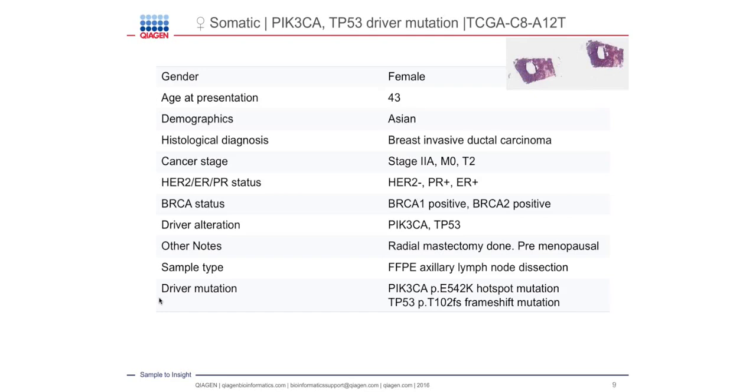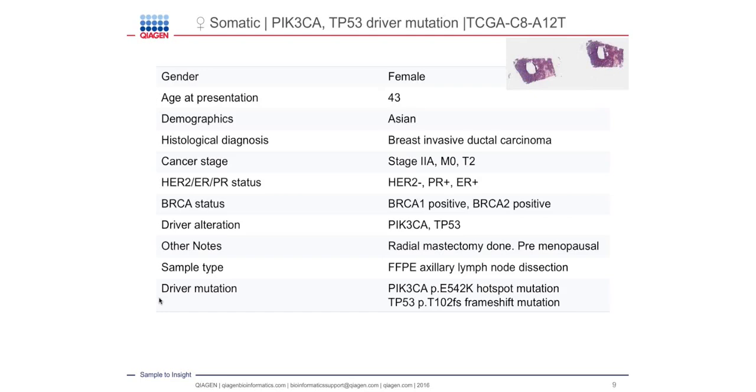As I mentioned at the beginning, the first 2 cases that we will take a look at are somatic cases. In this first one, we are talking about a 43-year-old Asian female. At the time, she presented with stage 2A breast invasive ductal carcinoma. She was HER2 negative, and PR and estrogen receptor positive. She had BRCA1 and 2 variants, so she was positive for both BRCA1 and 2.